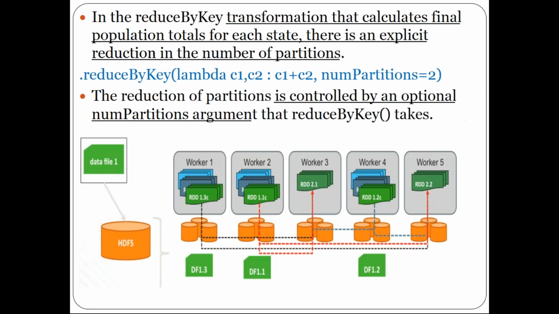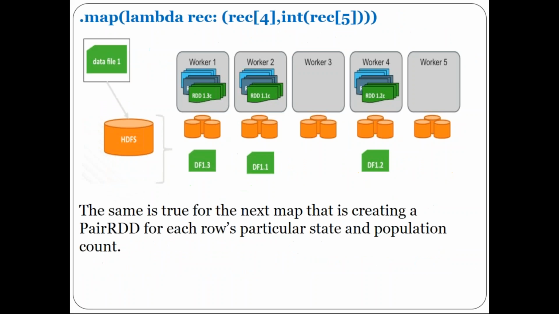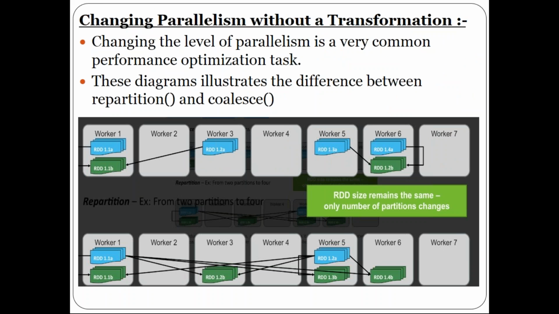Now, carefully observe. Here, we are changing the parallelism during a transformation. How did we change it? In reduceByKey, we are telling reduceByKey, while you come to that stage of reducing, please take 2 partitions and do the work. Now, without a transformation, how can we change it? Changing the level of parallelization is a very common performance optimization task. This diagram illustrates the difference between repartition and coalesce.